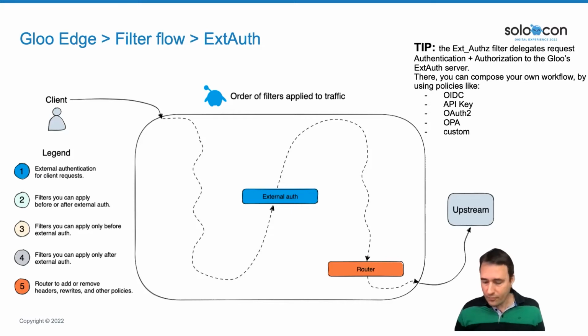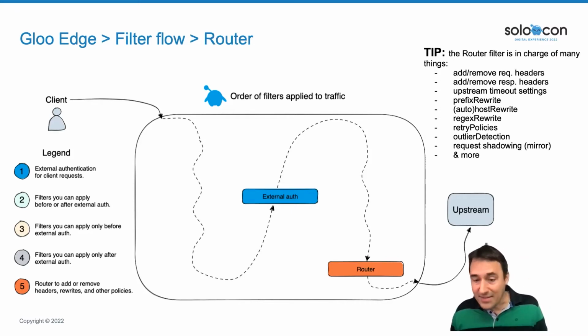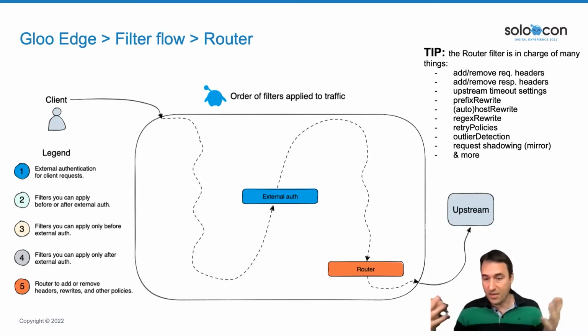And then, in this filter, you can do many things. And then the last filter in the chain is the router filter. The router filter, obviously, forwards the request to the upstream, but everything that is related to the upstream, like retries, timeouts, or adding or removing headers from the request or response, this kind of thing can also be implemented in the router filter. In the router filter, you can do many things.